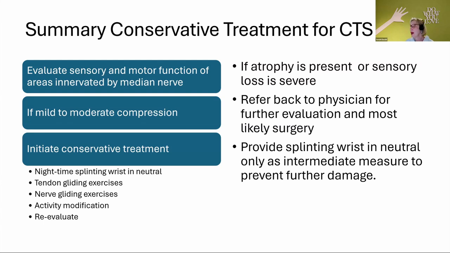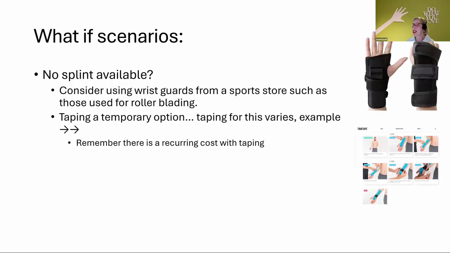The median nerve is so incredibly crucial to hand function that if we already see atrophy and severe sensory loss, we don't want to waste any time with conservative treatment. If it is a mild to moderate case, it can be treated with therapy. Okay? If you do see a severe case, it may take some time to get that sorted. It's still a good idea to provide splinting of the wrist in neutral, only as an intermediate measure to prevent further damage.